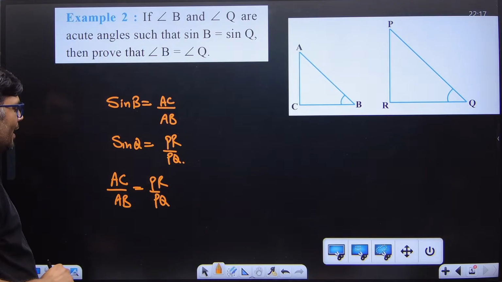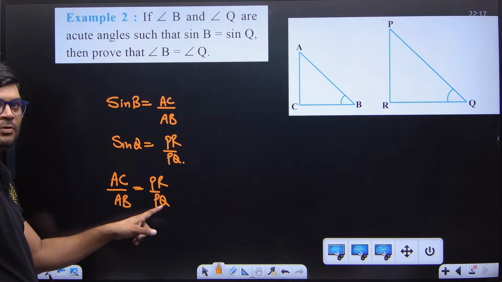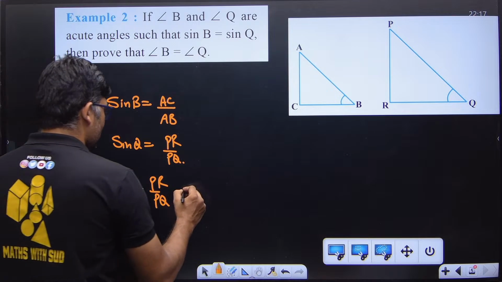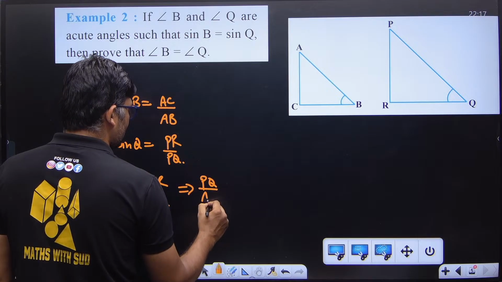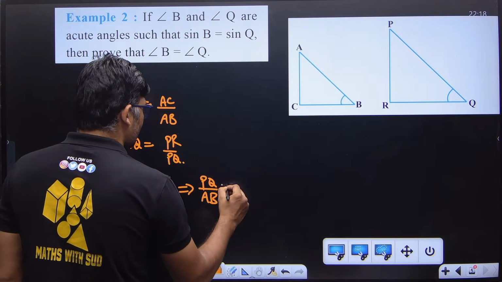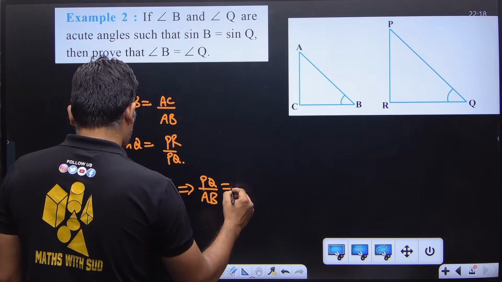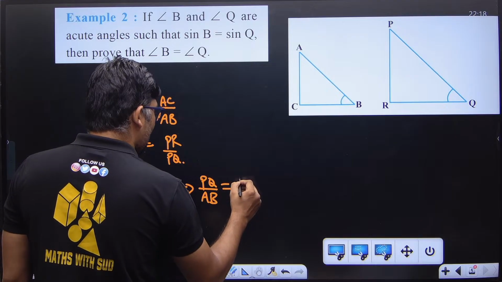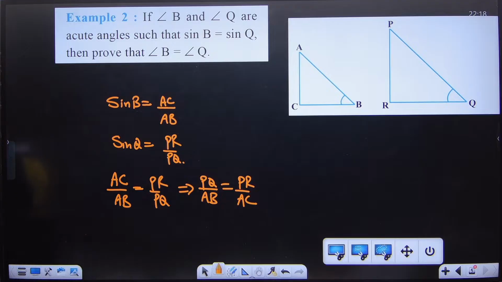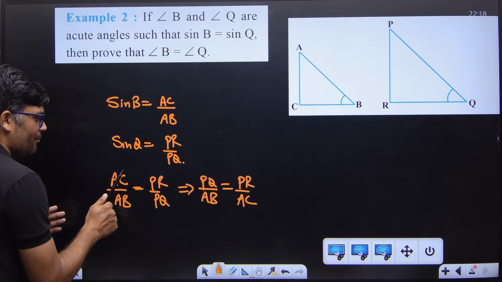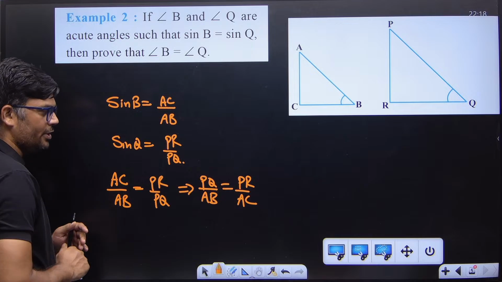So what I can do is bring AC down and take PQ on the other side. So it implies that PQ upon AB is equal to PR upon AC. Yeah. Are you getting it? I have just replaced the value. PQ I have put here, AC I brought here.